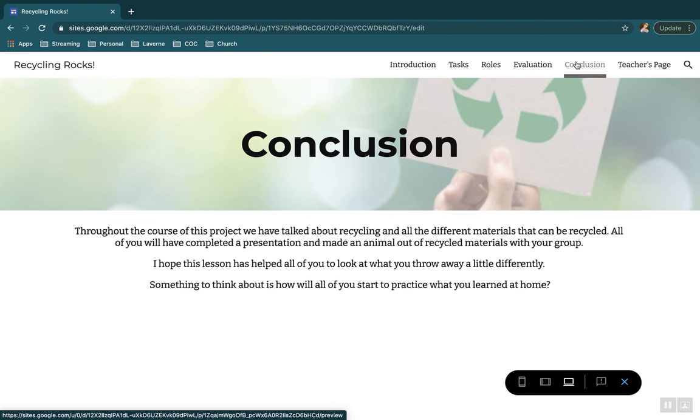Next is the conclusion page. This wraps up the whole topic of the 3 weeks as a whole. So it just says that throughout the course of this project, we have talked about recycling and all the different materials that can be recycled. All of you will have completed a presentation and made an animal out of recycled materials with your group.